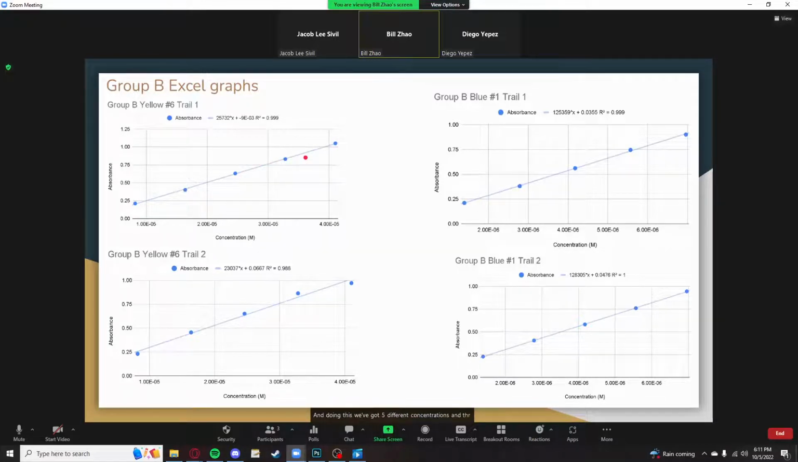Through doing this, we were able to plot the absorbance values of the different concentrations and find the slope for the dyes. This is important because according to Beer's law, the absorbance value of a liquid is equal to its concentration times the distance that light travels through the container the liquid is in, and the molar absorptivity of that liquid.